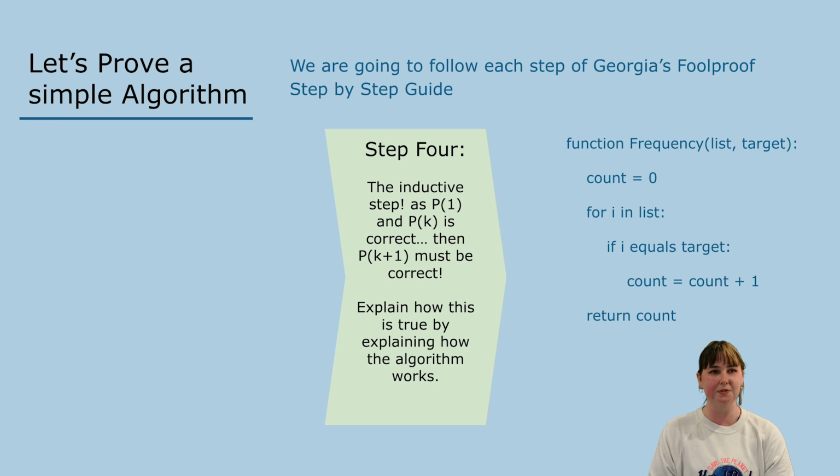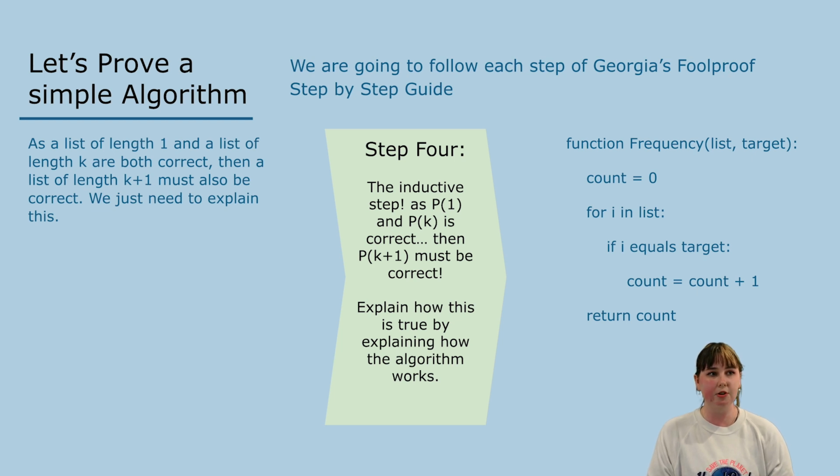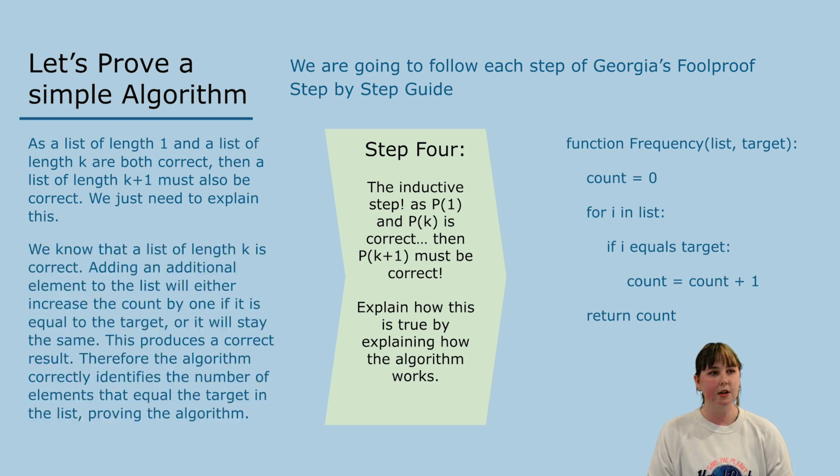And then that brings us on to step 4, which is our inductive step, as we know. So we're saying that if P of 1 is correct, as we know, and P of K is correct, which we've just assumed, then K plus 1 must be correct. And we just need to explain how the algorithm works to come to this conclusion. As we know that a list of length K is correct, adding an additional element to this list will either increase the count by 1 if it is equal to the target, or it will stay the same. And this produces a correct result. Therefore, the algorithm correctly identifies the number of elements that equal the target in the list, proving the algorithm.